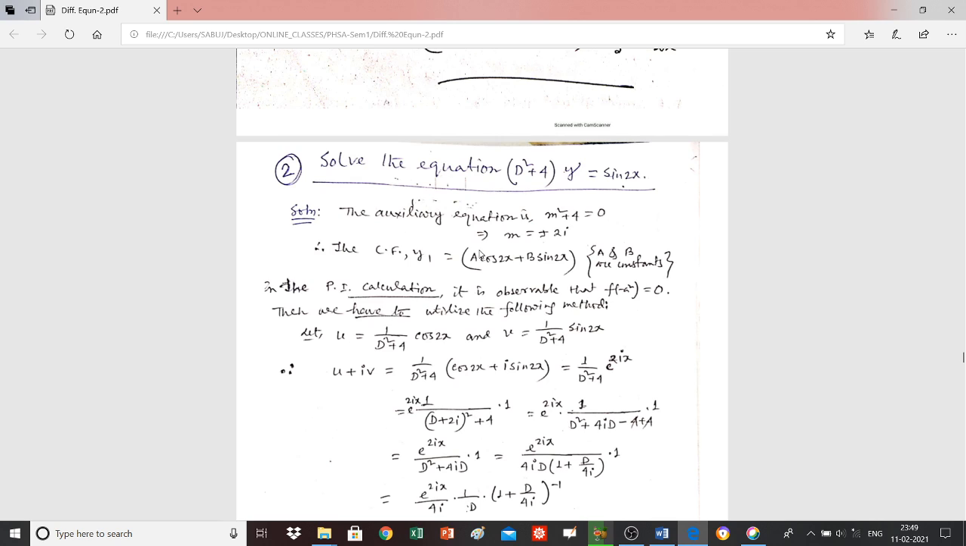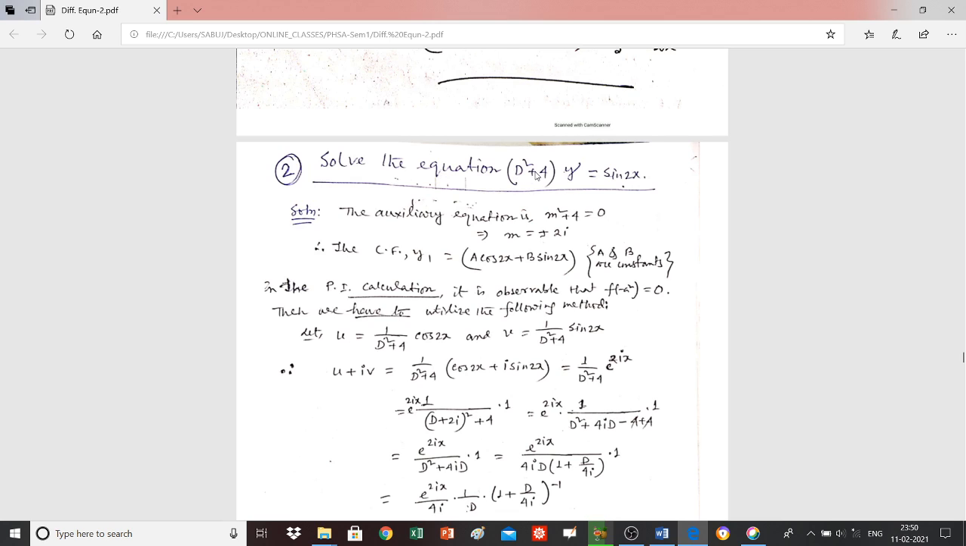Now, if we wish to find the particular integral, the formula is 1 by (D square plus 4) into sin 2x. In that case, this D square should be replaced by 2 square with a minus sign. So from this you can write minus 4 plus 4, that is in the denominator, and there is a 0.